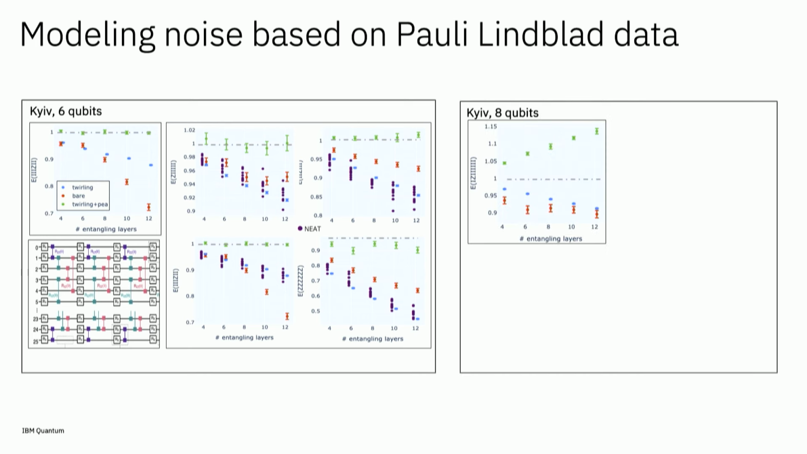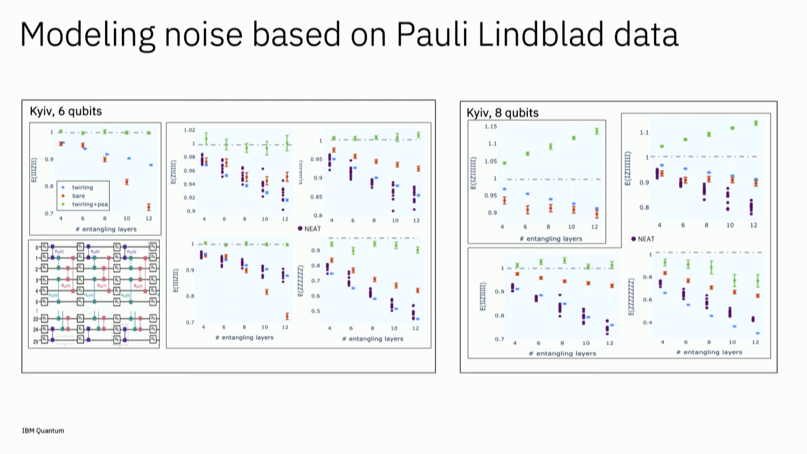The last experiment we did was this: we changed the circuit a little bit and started using 8 qubits. As you can see in this experiment, the PEA results are drifting away from 1 as the number of entangling layers grows. This looks suspicious. This is telling me that something goes wrong, that we were either underestimating or overestimating the error. But the good thing is that now we can verify that with NEAT. So we took the noise model that was learned for that particular experiment and injected it into NEAT.